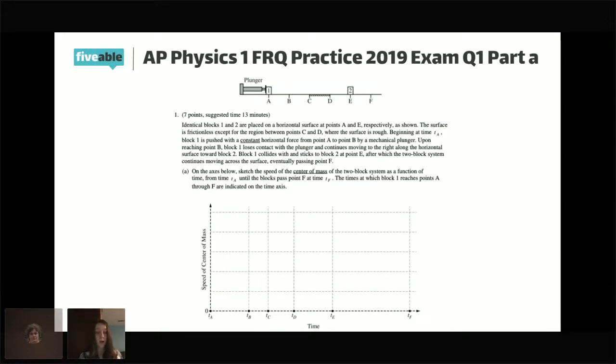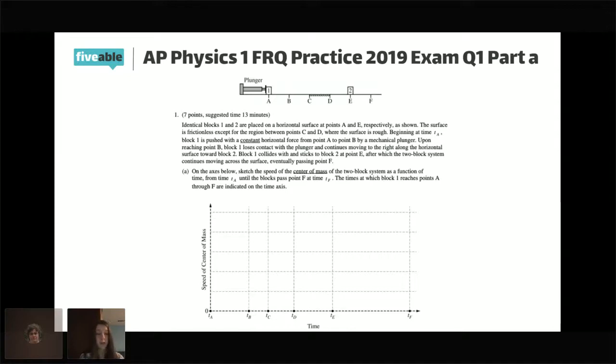So this part A is asking us to do a graph of the speed of the center of mass. And it's really important to pay attention to what it's asking, because I know from reading the chief reader's report for this part of the exam that a lot of people were mistakenly graphing the speed of block 1.